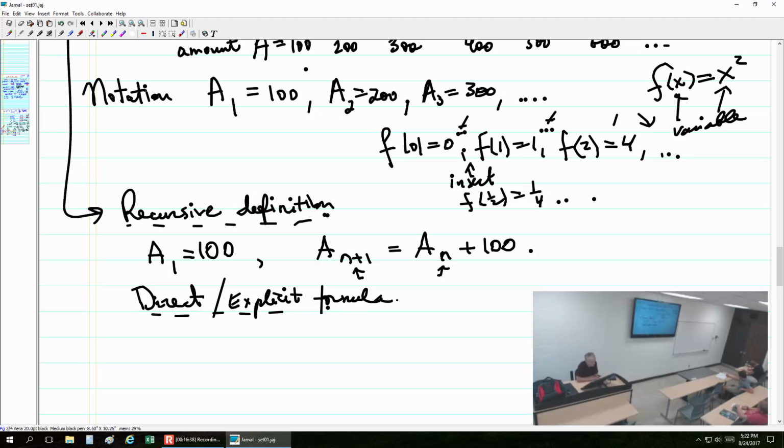The direct or explicit formula is just like a function. If you know the month, you should know the amount of money. So in other words, we are expressing the amount of money after n months in terms of n. This is to be found. It's not the definition anymore. The definition is recursive, based on that verbal description that we had originally. And now we want an explicit formula. You want to know exactly, say, after 100 months, how much money do I have? Okay, so express A(N) in terms of N.